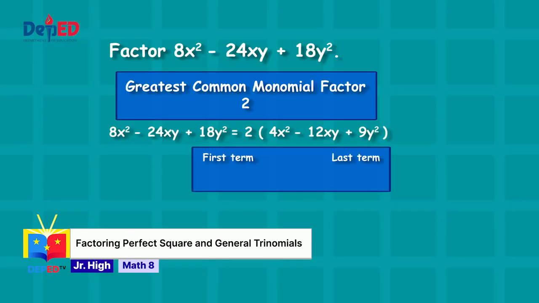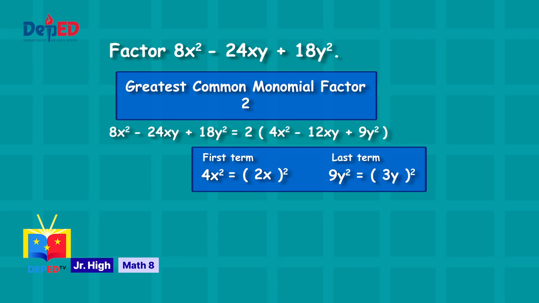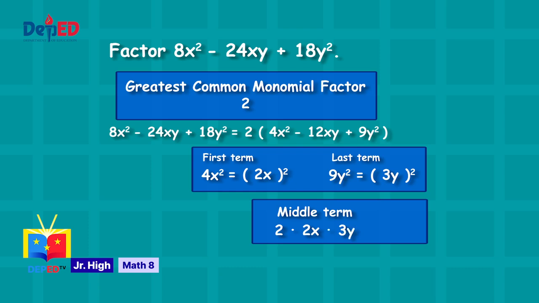Check if the first and the last terms are perfect squares. 4x squared is the square of 2x. And 9y squared can be expressed as the square of 3y. Next is we multiply 2 by these expressions. What is the product of 2 times 2x times 3y? It is 12xy, which is equal to the middle term of the trinomial factor.